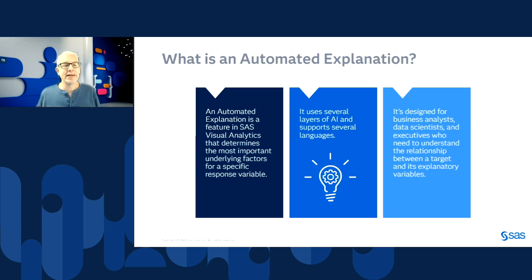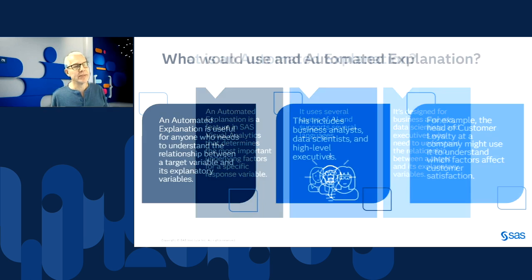It's really designed for business analysts, data scientists, even executives who are just really trying to grasp, hey, I've got this target variable, this response variable, and I've got all these explanatory variables. Which of these happen to be important? And an automated explanation is really sort of like a first step before we get into model building.